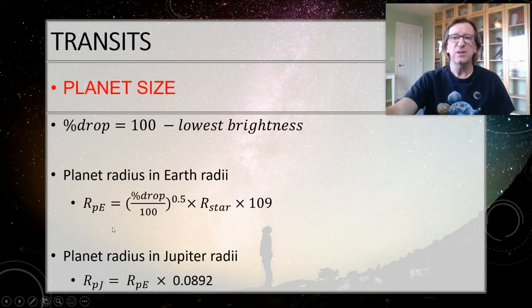Sometimes, occasionally, you will need to figure out the size in Jupiter radii, particularly if we're talking about gas giants. You just take your radius that you got here in Earth radii and multiply by 0.0892. This is the ratio of Jupiter to Earth in radii. So really simple. You just multiply by 0.0892, and this will give it to you in Jupiter radii.